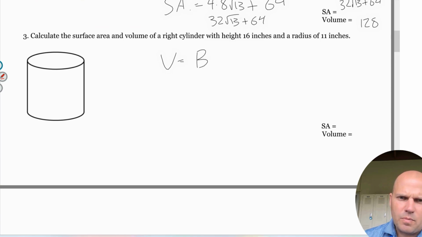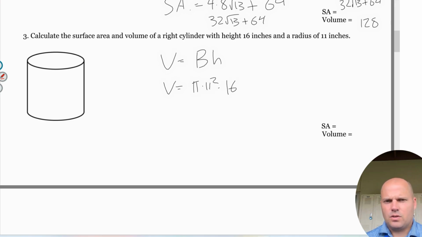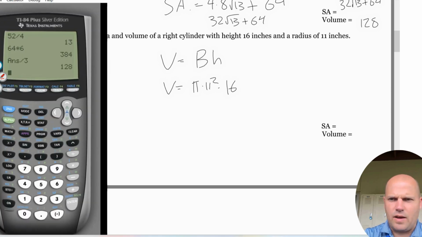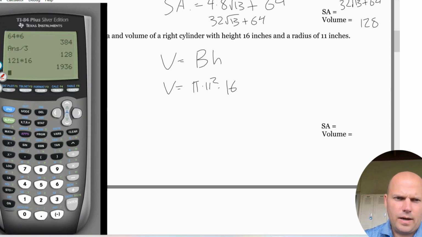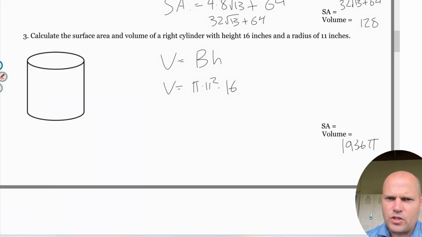Volume, area of the base times the height. It's a cylinder. It's not a cone. The area of the base is pi times 11 squared. The height is 16. So 121 times 16, whatever that happens to be. 1936 pi. What's the surface area?